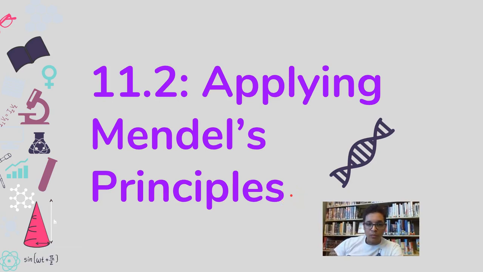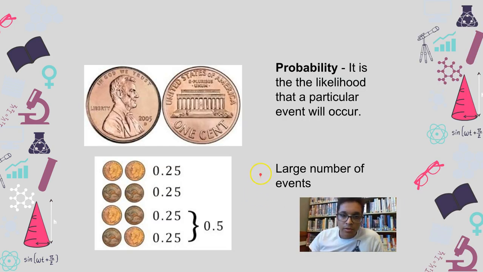Continuing where we left off, we're going to go to section 2, and that's applying Mendel's principles, looking at basic applications such as Punnett squares. When Mendel was doing his crosses with the pea plants, he realized that he could use principles of probability to predict the outcomes of the pea plants. And so what is probability? Probability is the likelihood that a particular event will occur.